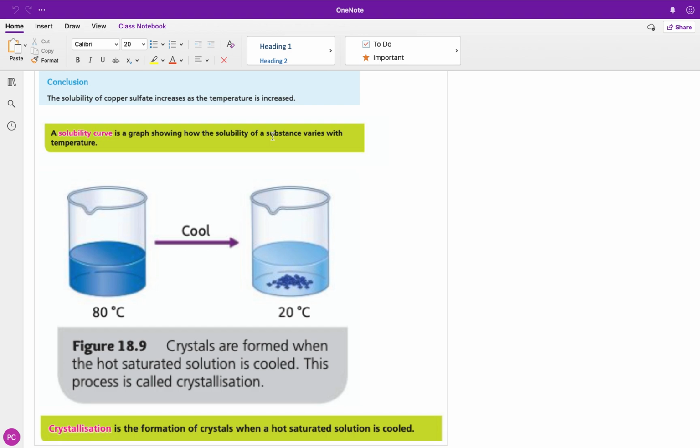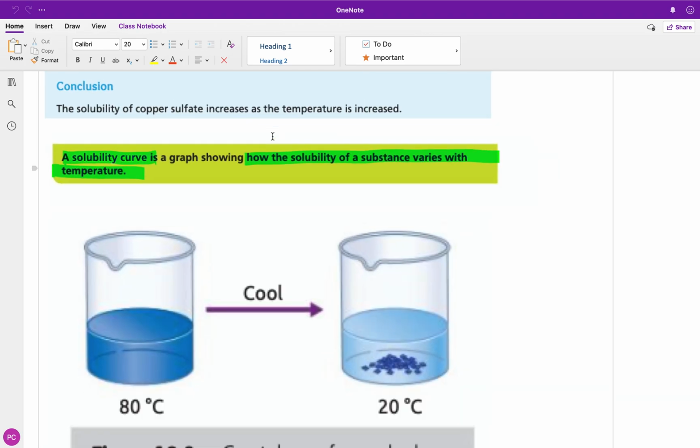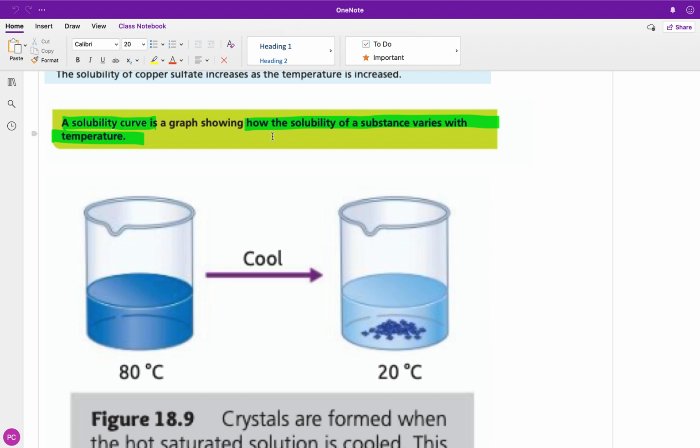And the definition of that is, that graph there is called a solubility curve. And that shows how the solubility changes with temperature. So the solubility goes up when temperature goes up. And then what you did was, when you got as much in as you possibly could, I said, right, leave it on the windowsill and we'll check the next day.